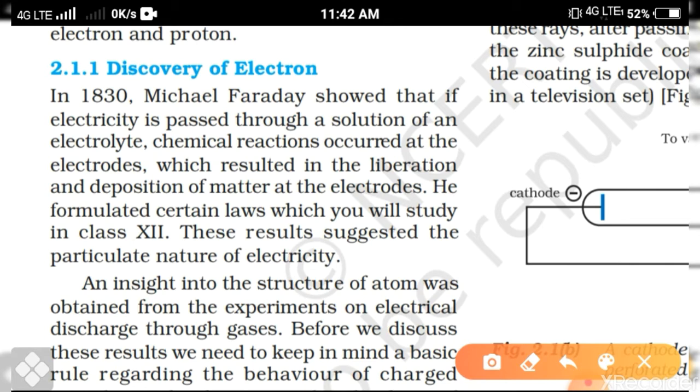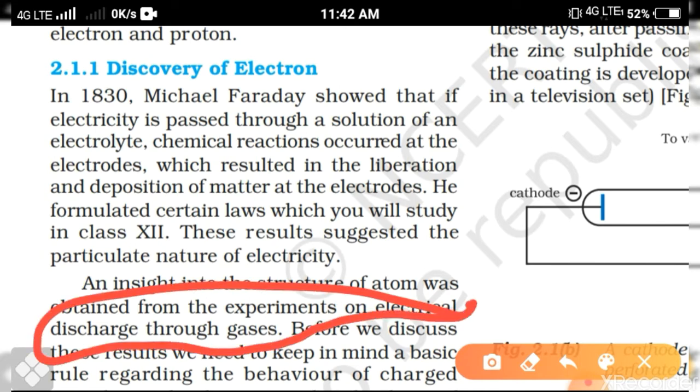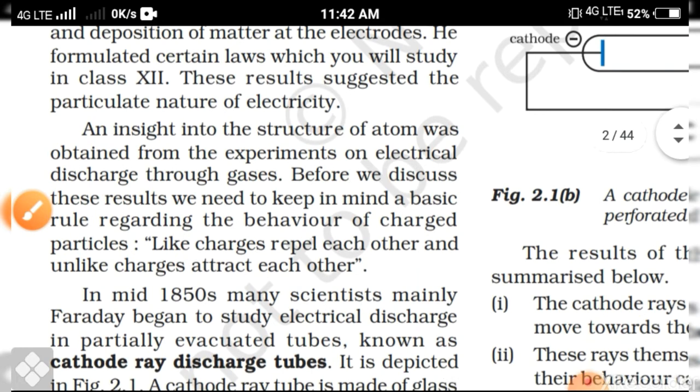Insight into the structure of the atom. We are looking at experiments on electrical discharge through gases. When we do the experiment, electrical discharge through the gases, then what happens? Before we discuss these results, we need to keep in mind two basic rules. What are the basic rules?